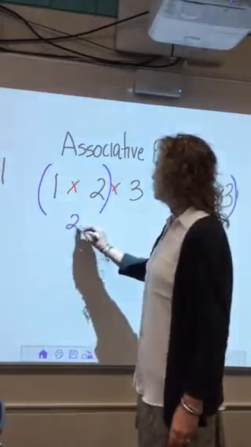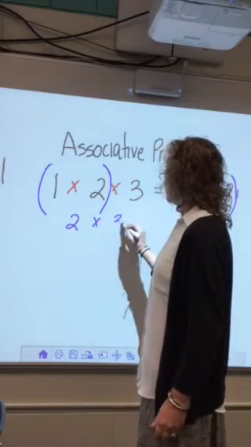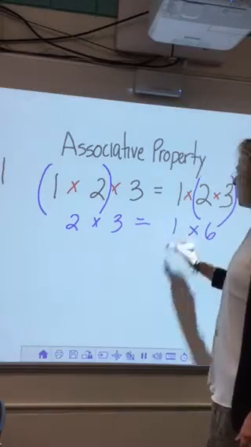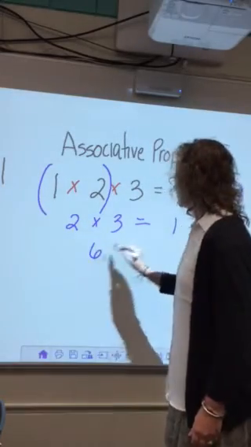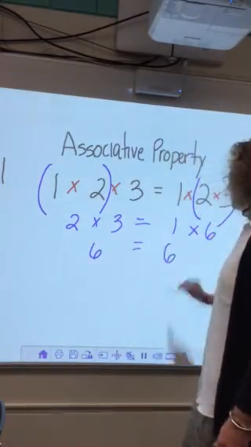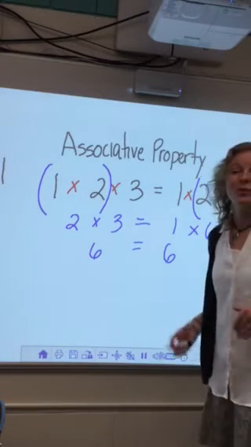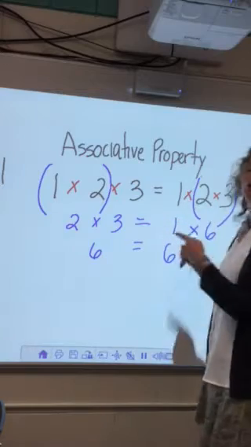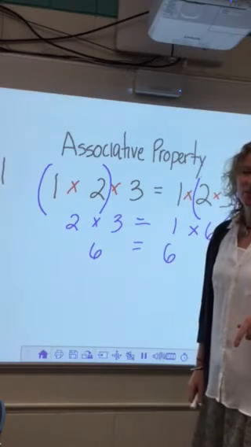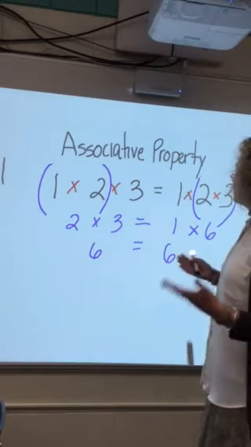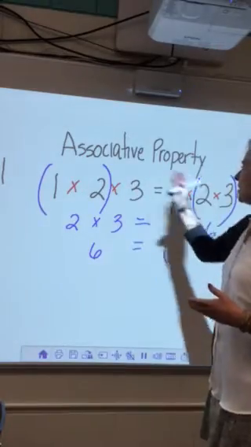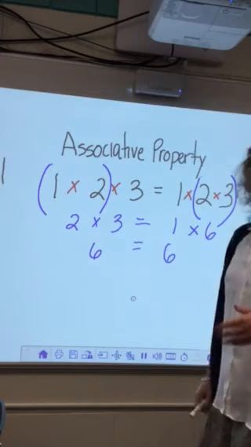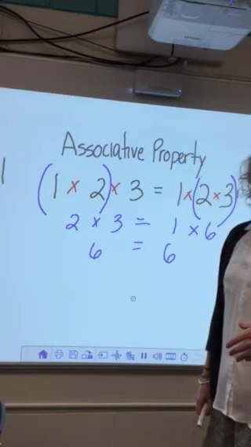1 times 2 is 2, 2 times 3 is 6, times 1, 2 times 3 is 6, 6 equals 6. It is true. It does not matter how I group these numbers with multiplication. It's still the same answer. The answers are going to equal one another. The products are going to equal one another.